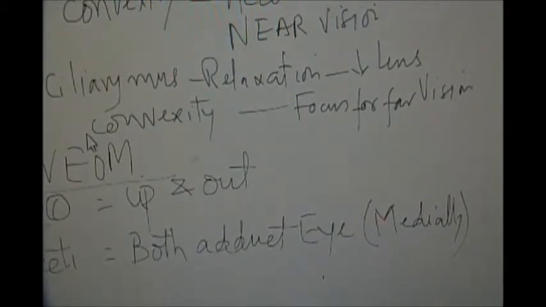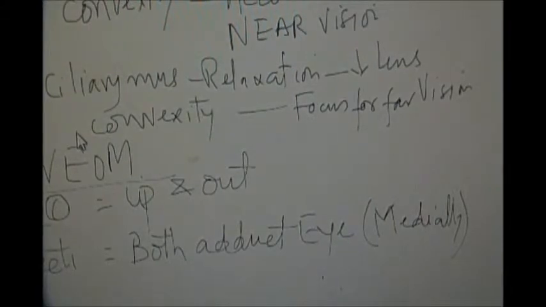The test for the levator palpebrae superioris muscle: the patient is asked to close the eyes, and then the examiner tries to open the upper eyelid. If the nerve is paralyzed, the patient cannot keep the eye closed.